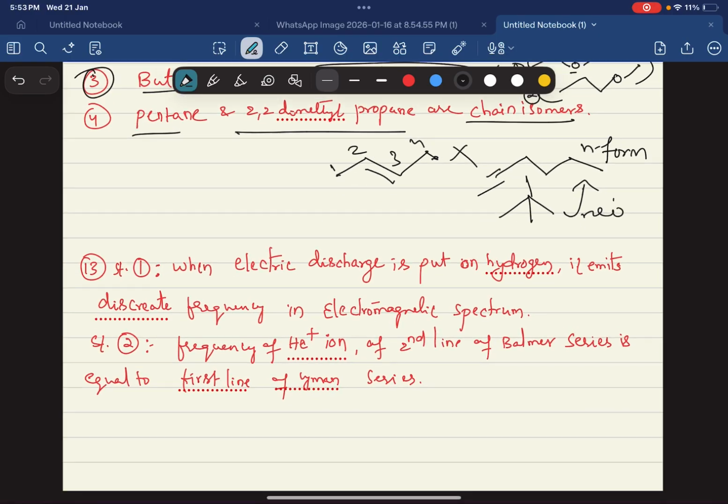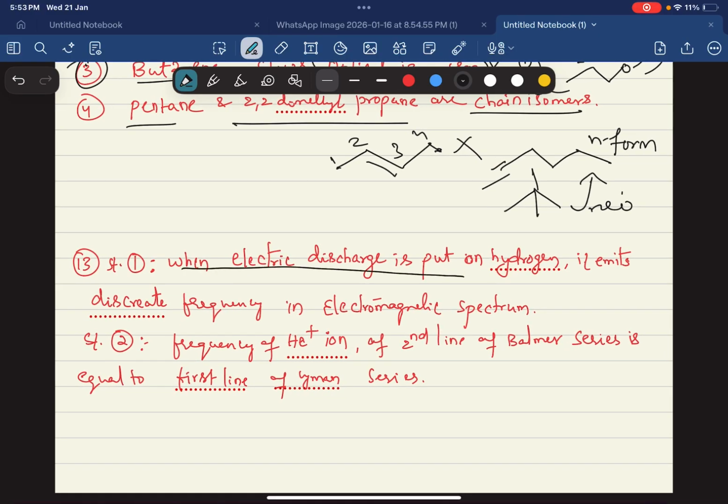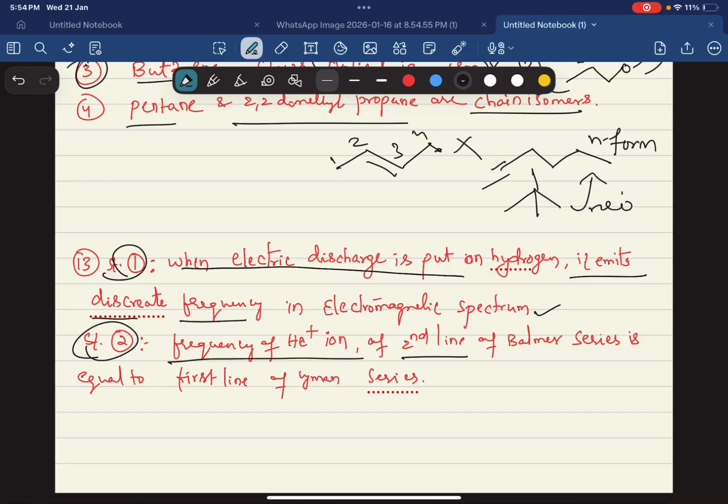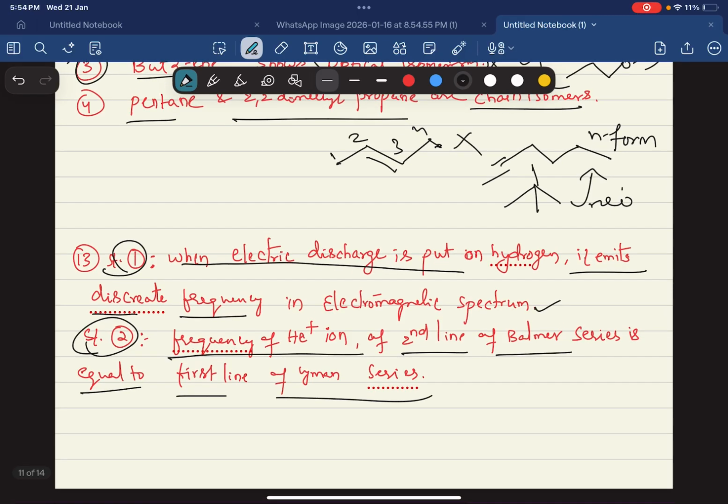Coming to the next, these are the statements given in the question and we have to find which are correct statements. When an electric discharge is put on hydrogen, it emits discrete frequencies in the electromagnetic spectrum, which is correct. That's the very common way a spectrum is formed. And the frequency of the second line of the Balmer series of the He+ ion is equal to the first line of the Lyman series. Just we have to see whether it is equal or not.